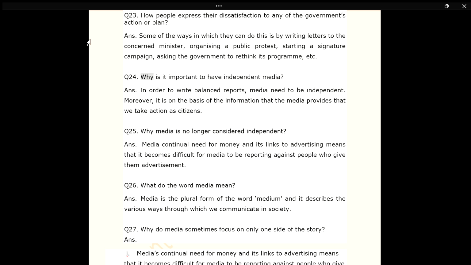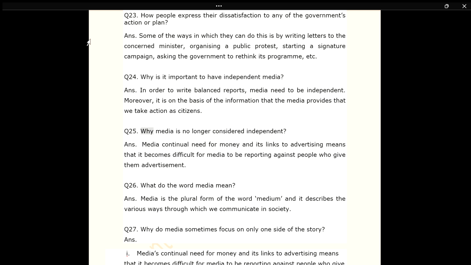Q24. Why is it important to have independent media? Ans. In order to write balanced reports, media need to be independent. Moreover, it is on the basis of the information that the media provides that we take action as citizens.